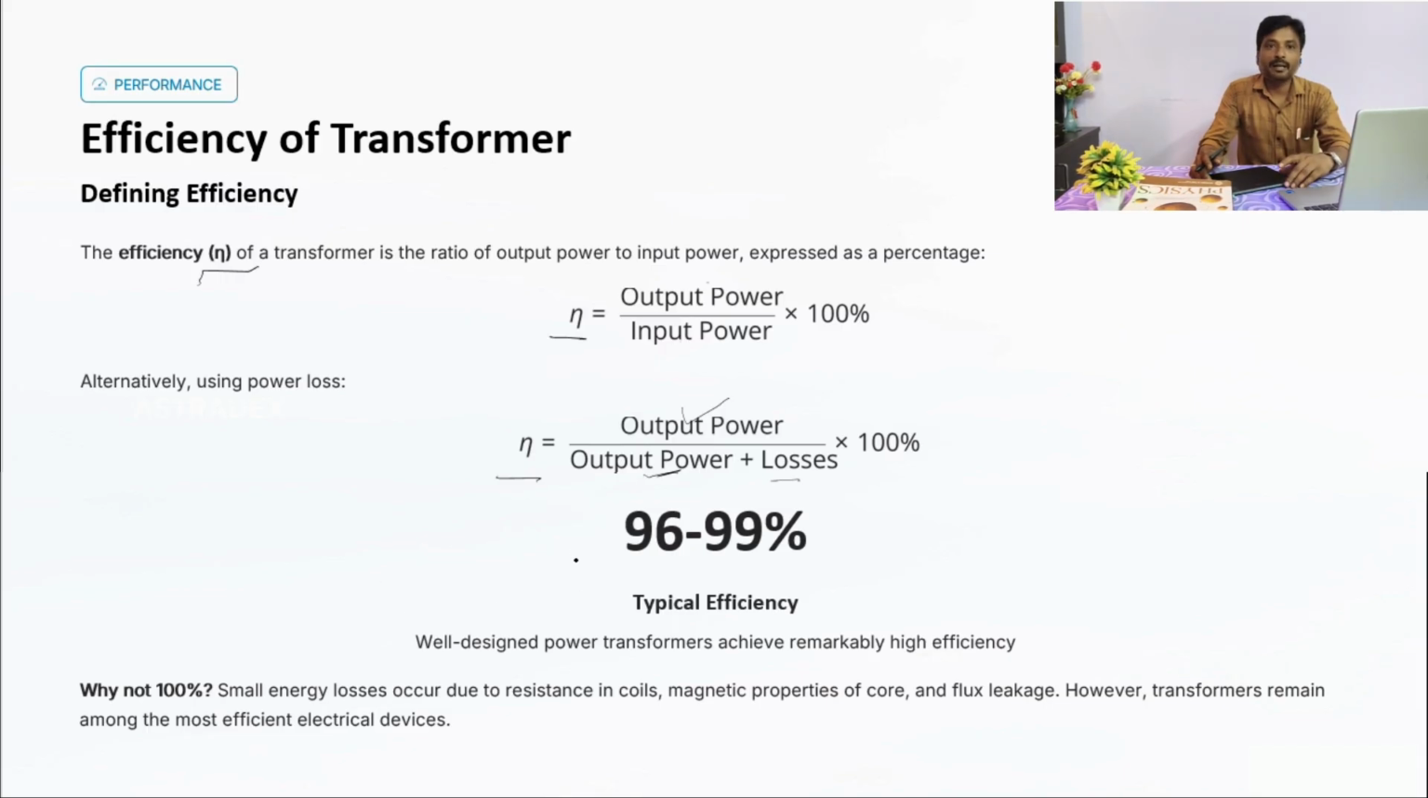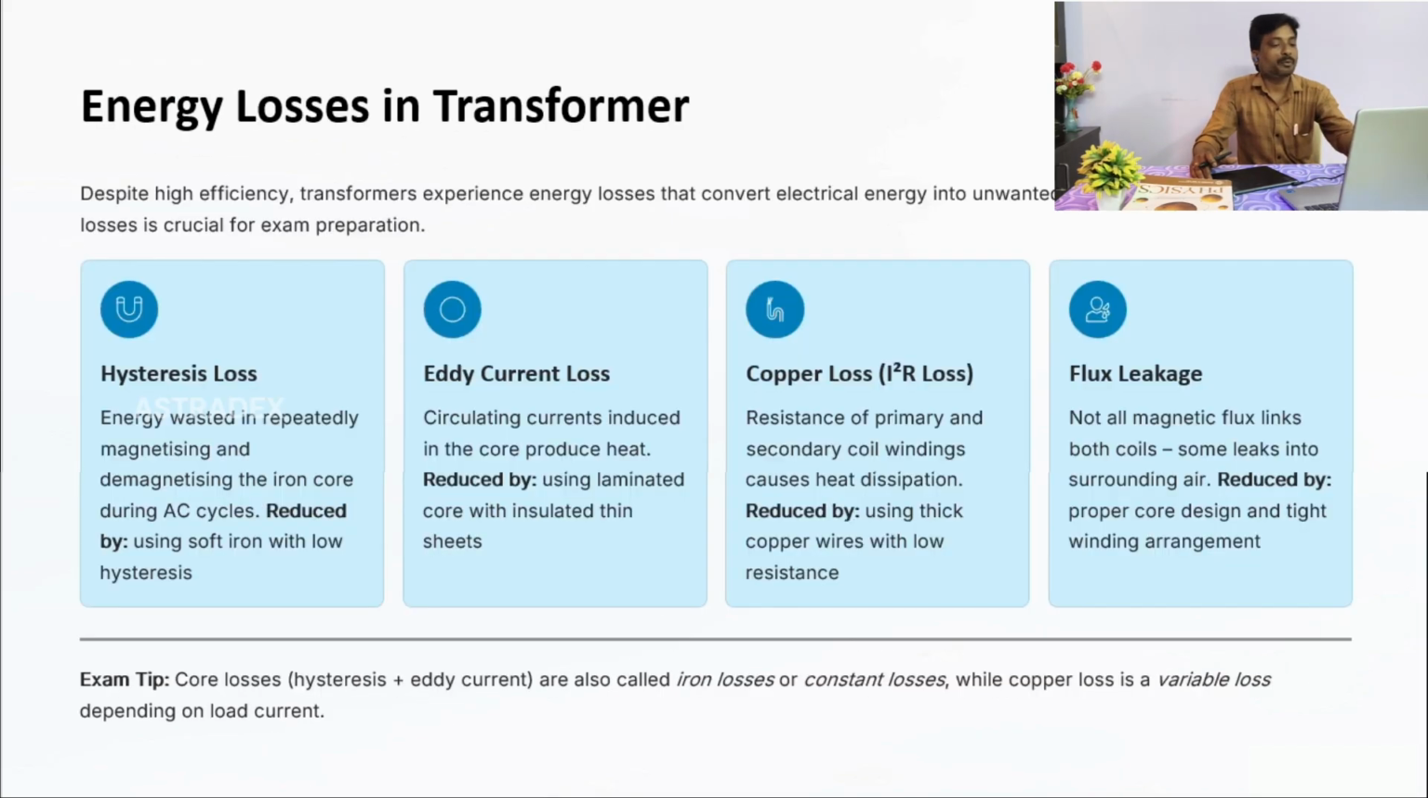Typically, a transformer produces 90 to 96% efficiency. A well-designed transformer achieves remarkably high efficiency, but not 100%. Why not 100%? There will be a small amount of energy lost due to the resistance of the coil, the magnetic properties of the core, and the flux leakage. However, the transformer will produce high efficiency. That is the most efficient component.